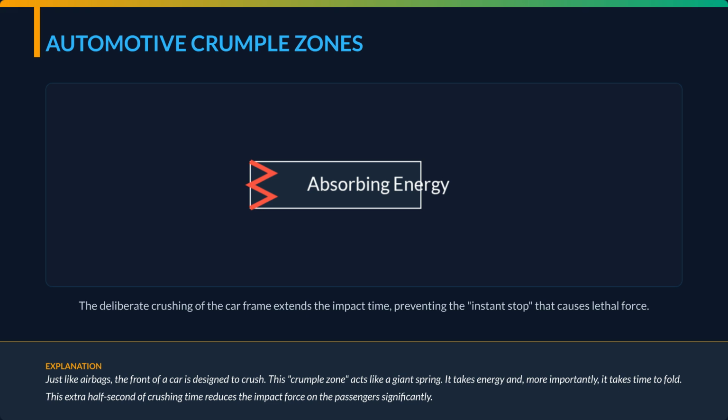Automotive crumple zones apply the same principle. The deliberate crushing of the car frame extends the impact time. This prevents the instantaneous stop that would otherwise result in a lethal force.